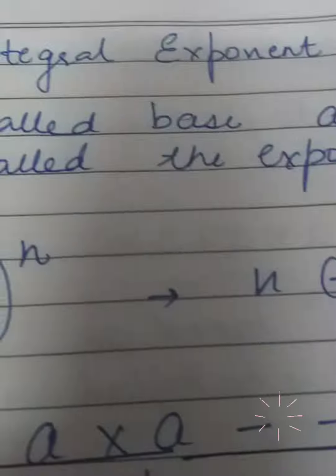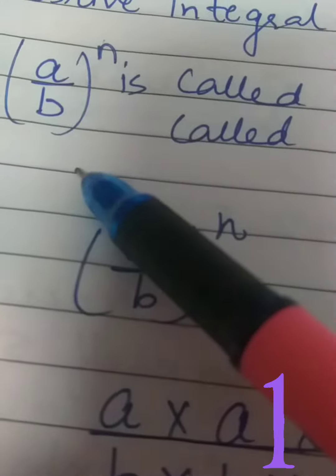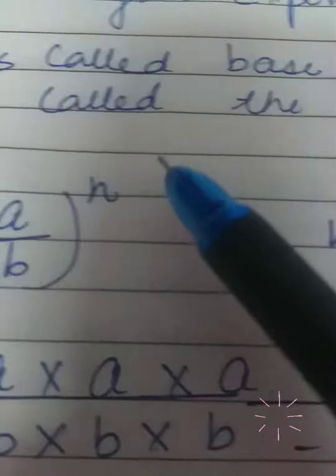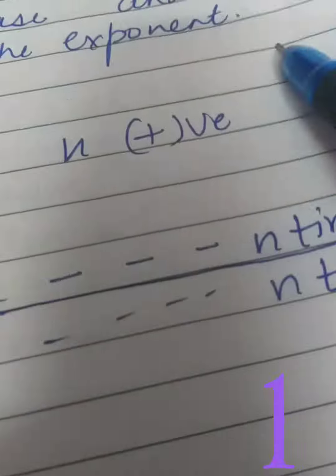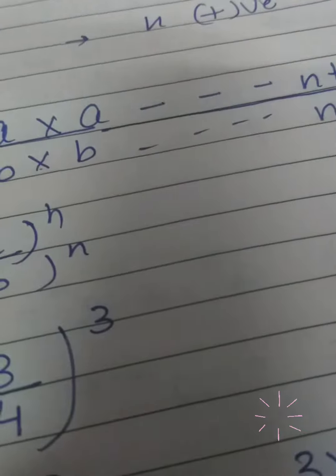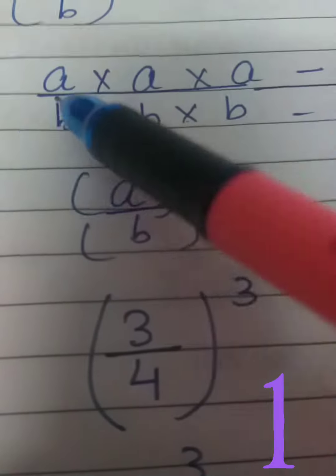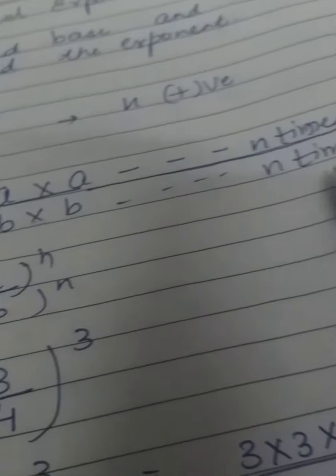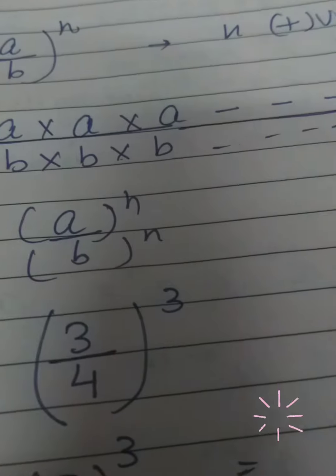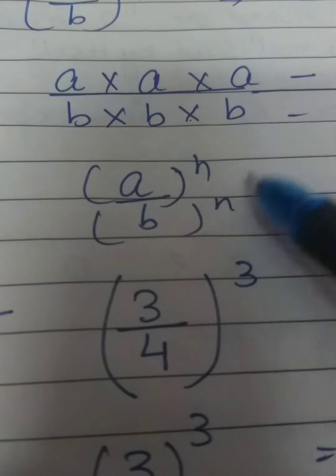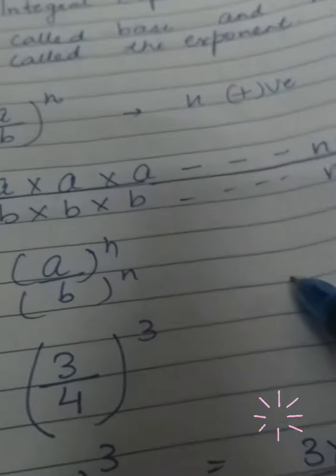So now let's move ahead and learn about positive integral exponents. If we have (a divided by b) whole raised to the power n, in this case a by b is the base and n is called the exponent. When we have (a/b)^n, n is the positive integral exponent. Now a multiplied n times, and b multiplied n times. What does this mean? It means n times we're multiplying the number by itself. So in this case, we will get a raised to power n upon b raised to power n.